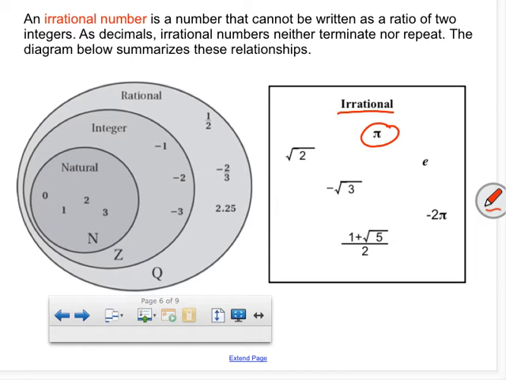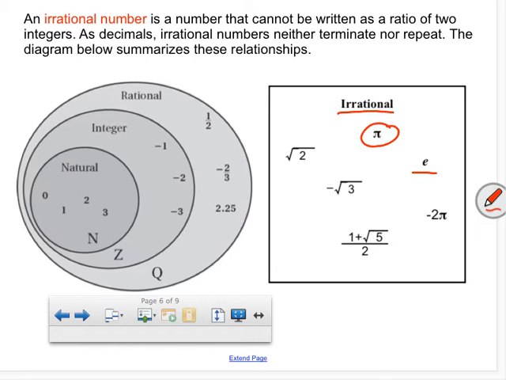Now, if you look over here, do you see these square roots? Are any of these square roots perfect squares? No, none of them are, right? There is another number you'll eventually learn about, e, the natural log base, that comes down the road. We'll learn about that later.